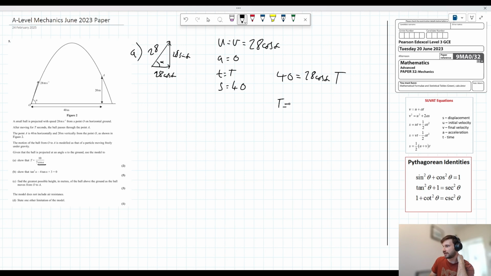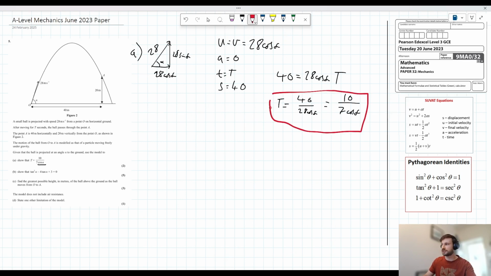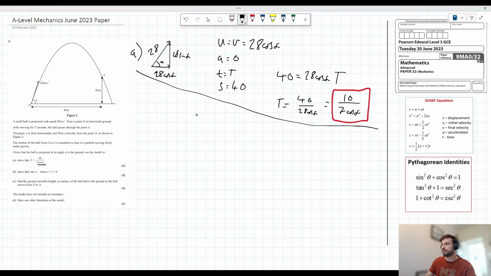We can say that capital T is equal to 40 over 28 cos alpha. And we can simplify that to 10 over 7, as we expected. So 10 over 7 cos alpha. Right, let's just highlight that since it's our answer. Okay, cool. Let's move on to part B then.